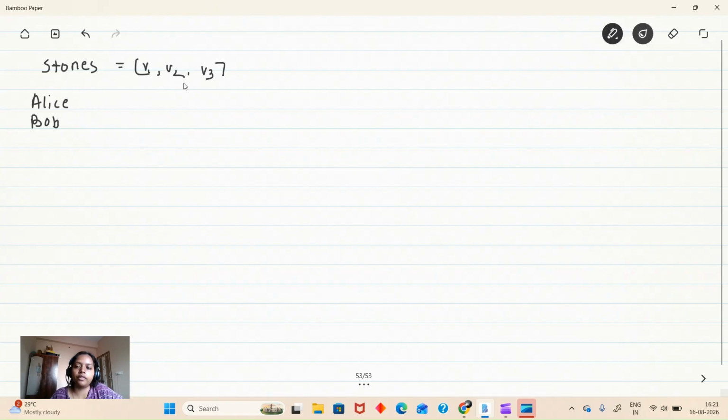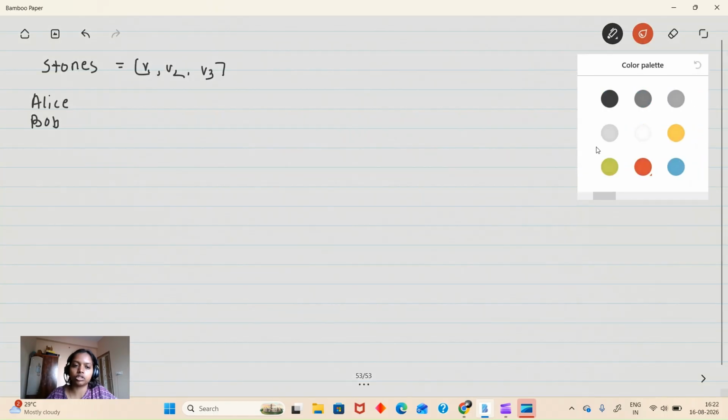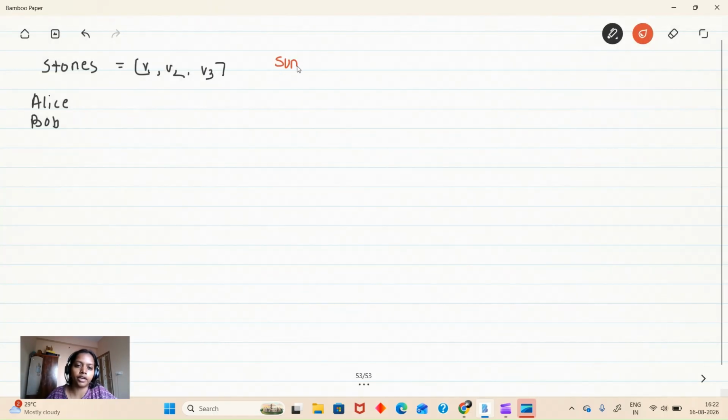Now, what we are asked: each player will remove a stone from this stones array. While removing, we have to check the sum divided by 3. If it is divisible by 3, then whoever's turn it was, that person will lose. So to make Alice win, we have to select a number in the stones which will not make the sum divisible by 3. And in the question it is also given that Bob will play optimally.